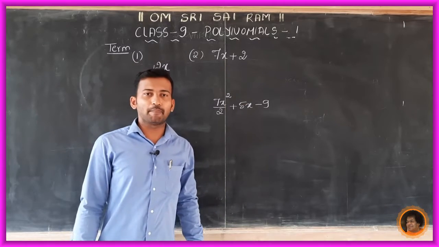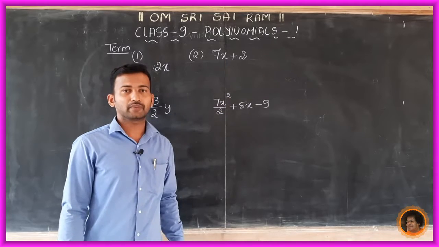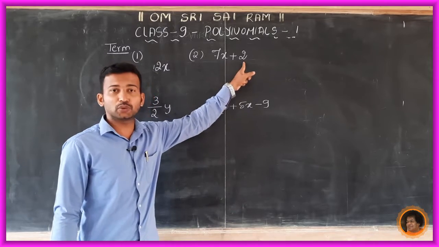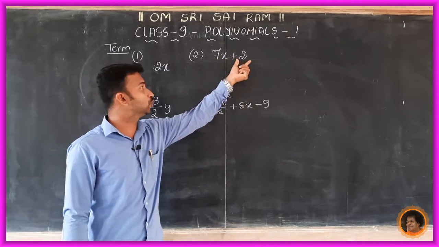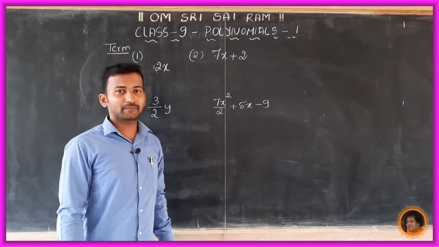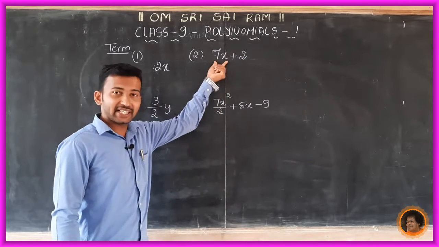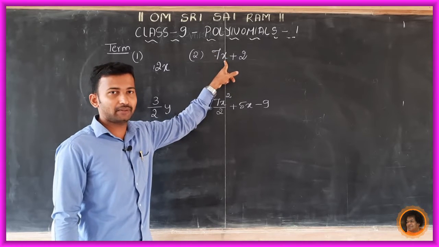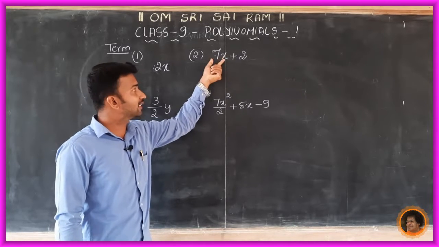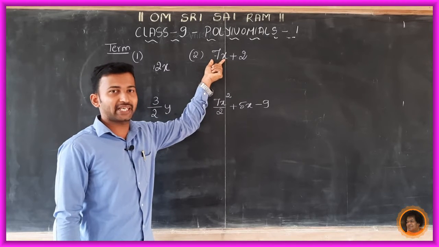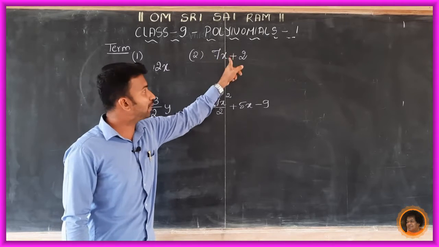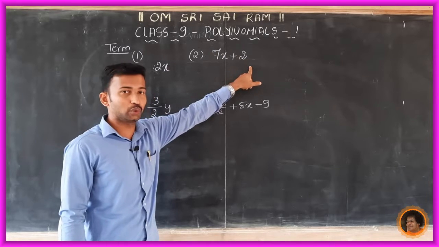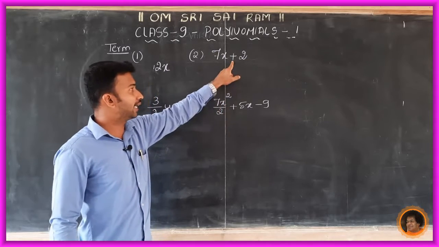Consider the second example, 7x plus 2. In this 7x plus 2, 7x and 2 are the two terms. In 7x, 7 is the constant and x is the variable. Together they are connected by multiplication, and 7x and 2 are connected by addition.